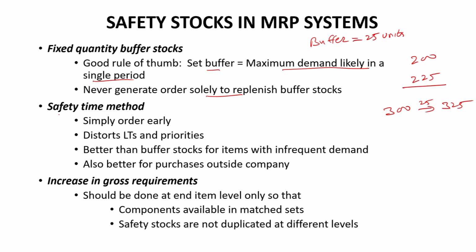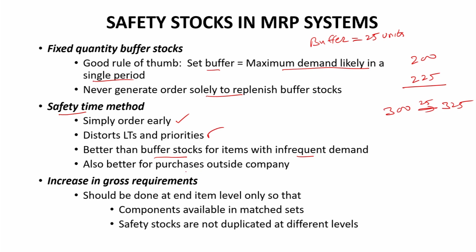Then we can see the safety time: simply order early, 1 day early, 2 days early, or you can distort the lead times and priorities. This is better than buffer stock, because in buffer stock you are keeping the extra material, and you do not know when this buffer is going to be used, because the demand is highly infrequent in nature. So, it is better to keep the lead time buffer as compared to the stock buffer, but again it depends upon the situation, we cannot generalize that also.